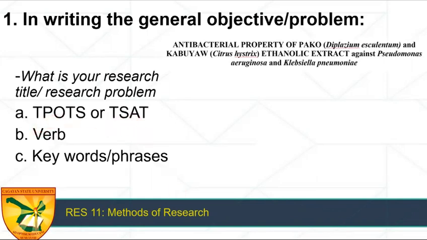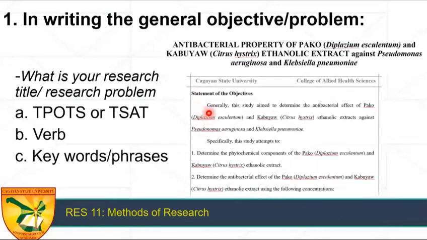So it is actually, when you see here, generally, the purpose of the study is, or generally, this study aimed to. So next is the verb, and selecting the right verb is critical because it will tell what you will do. It implies your method. You want to identify, describe, or determine, or compare, evaluate, or determine itself. Next is the keywords or phrases. So these are your variables.